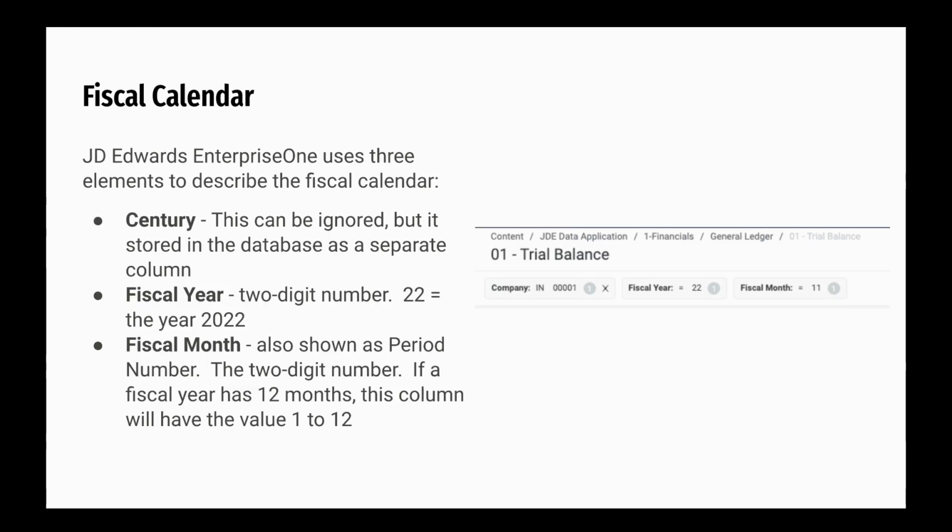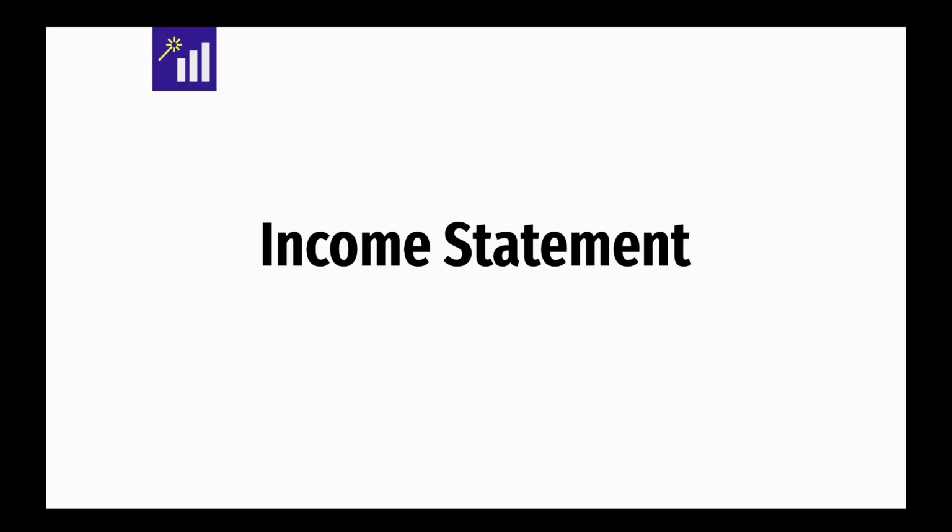JDE also models a physical calendar using these 3 columns: century, physical year, and physical months. So you can select the century and then select the year and the months. So here the month is a physical month. It may or may not match the regular calendar. So this is about the financial foundation. Now let me go to the environment to show you the general ledger dashboards.